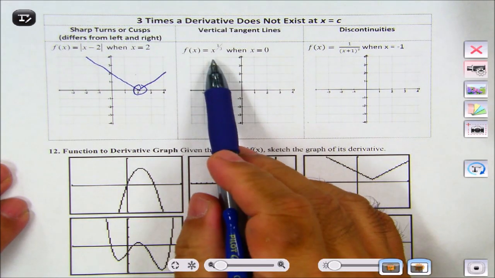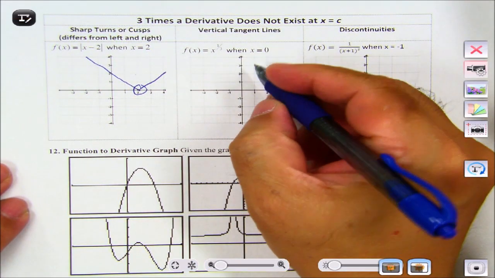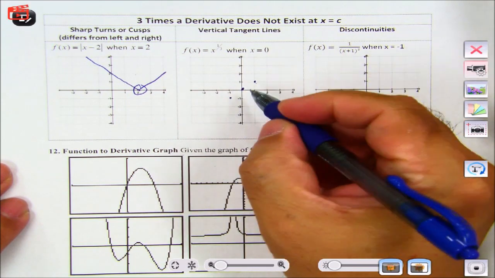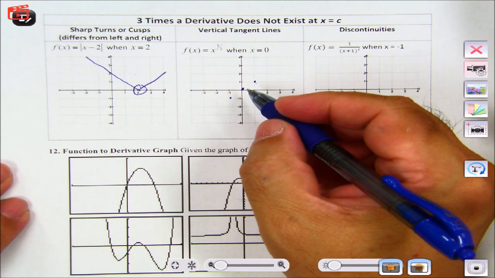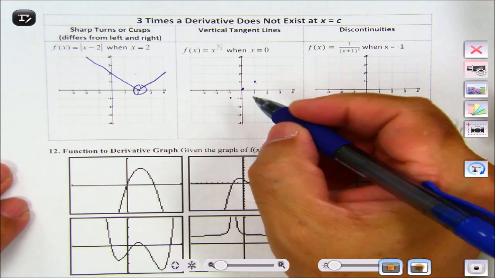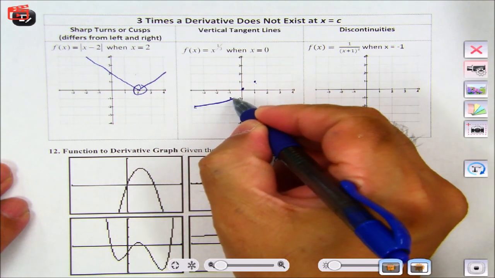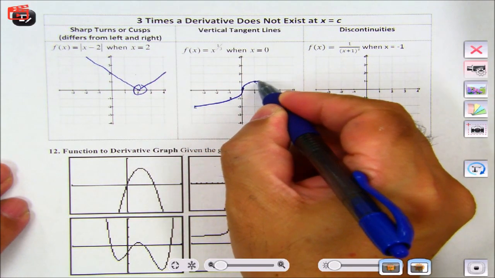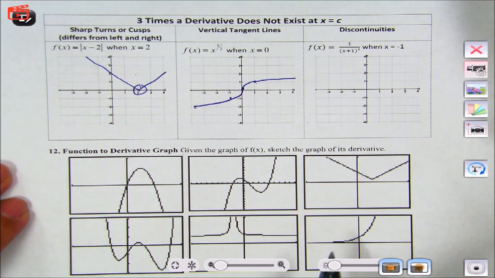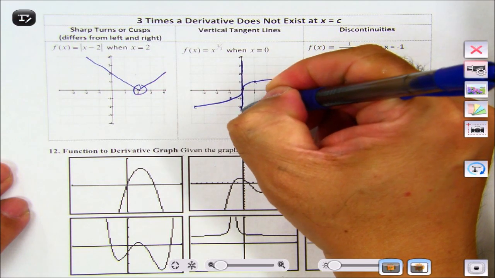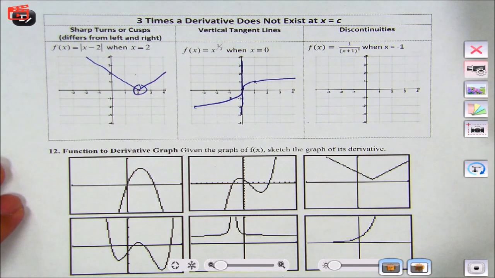Next, the cube root of x, which is the same as x to the 1/3. Here the tangent line is a vertical line. When the tangent line is a vertical line, the derivative does not exist.